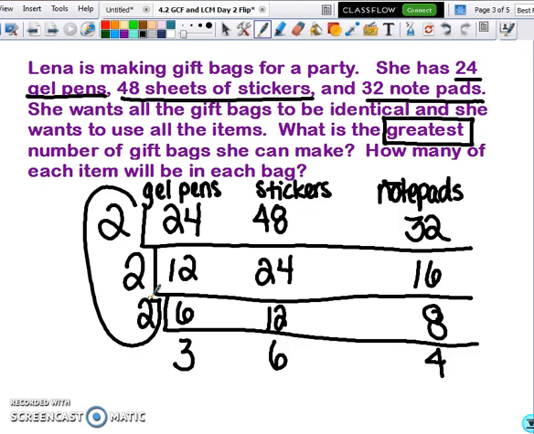I make a G now. My greatest common factor equals 2 times 2 times 2, which equals 8. Which means that the greatest amount of gift bags that Lena can make is 8 bags.